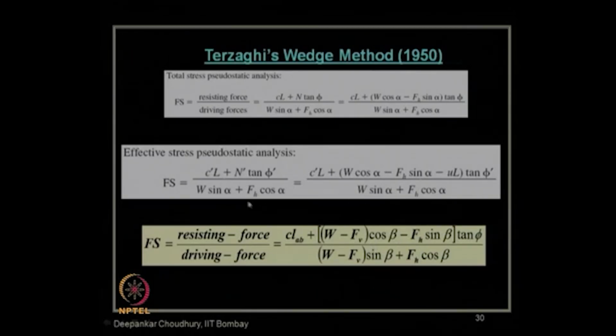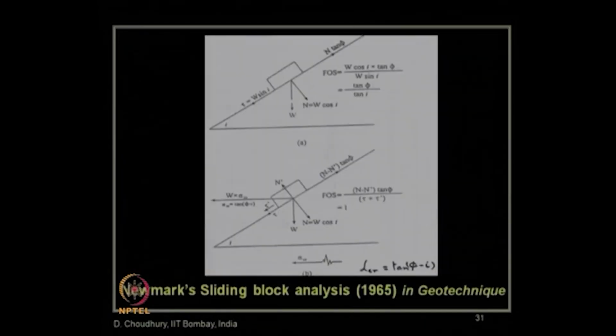And what are the driving forces? The driving forces from Fv, as I said, there will be a component, (W minus Fv) sin beta will be one component, and Fh cos beta will be another component. Clear? So, using this formula, one can easily calculate the factor of safety, and what is the recommendation? As we have seen, for safety it has to be 1.15, right. More than that is a safe factor of safety against pseudostatic seismic analysis.